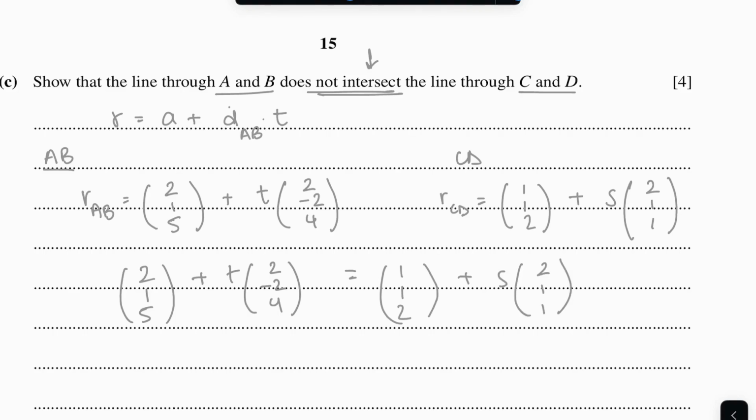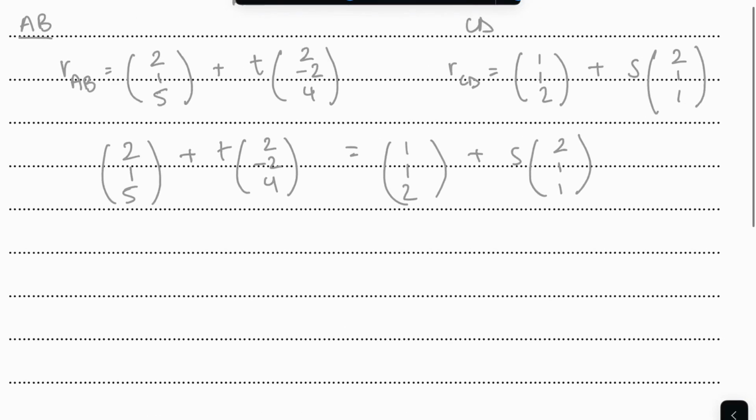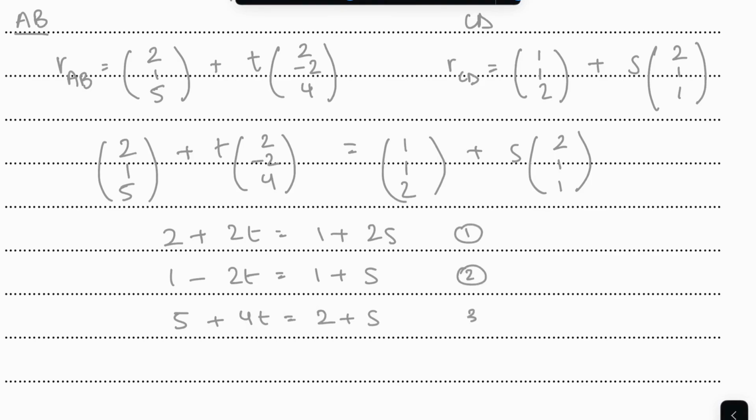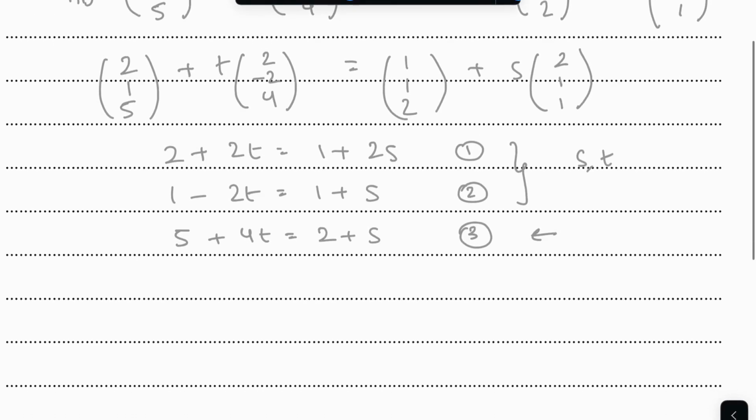Now we're going to expand and make three equations. Our first one, if we expand, would be 2 plus 2t is equal to 1 plus 2s. The second one would be 1 minus 2t is equal to 1 plus s. And the third one would be 5 plus 4t is equal to 2 plus s. So this is my first, second, and third equation. Now using the first two equations, we can find the values of s and t, and then we can check in the third equation. So let's do that.